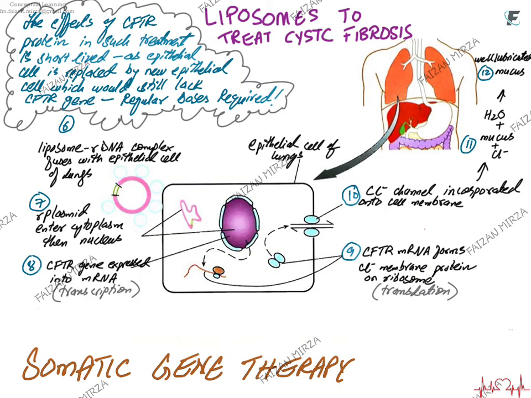And how so? Because this person received this treatment, the liposome rDNA complex fuses with the epithelial cells of the lung. This is the epithelial cell present inside the lung of this individual, so you just magnify it. This liposome and the rDNA vector with the CFTR gene come close to the epithelial cell. The plasmid enters the cytoplasm and then the nucleus.